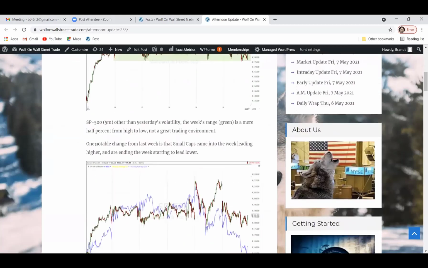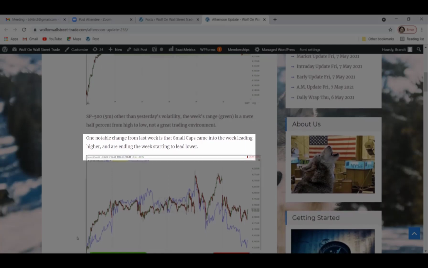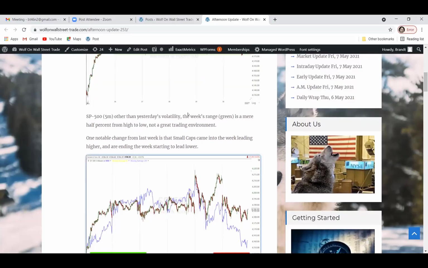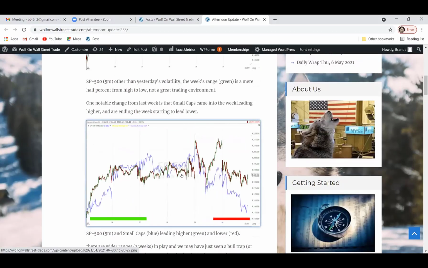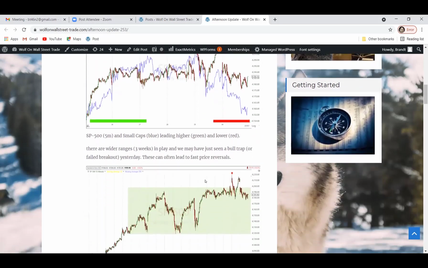So like I was talking about earlier, small caps tend to lead risk sentiment, at least. Okay, so one notable change from last week is that small caps came into the week leading higher over here where it's green. This is small caps in blue versus the S&P. They came into the week leading higher. They exited the week starting to lead lower. So to me, this told me that next week, this past week, the risks to the downside were a lot greater.